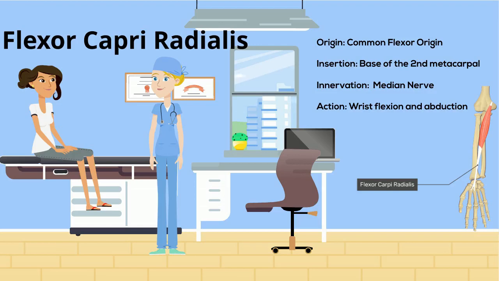The muscle then extends along the forearm, running in a slightly diagonal manner, and inserts onto the second metacarpal bone in the hand. It is innervated by the median nerve, which arises from the brachial plexus. The median nerve provides both motor and sensory function to the muscle, enabling it to contract and execute its actions. As per the actions, the primary functions of the muscle are to flex and abduct the wrist.